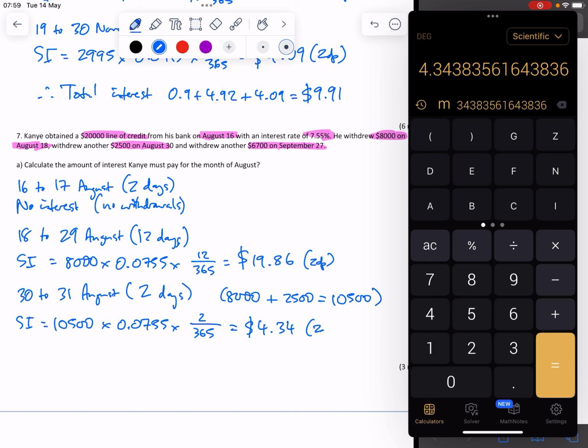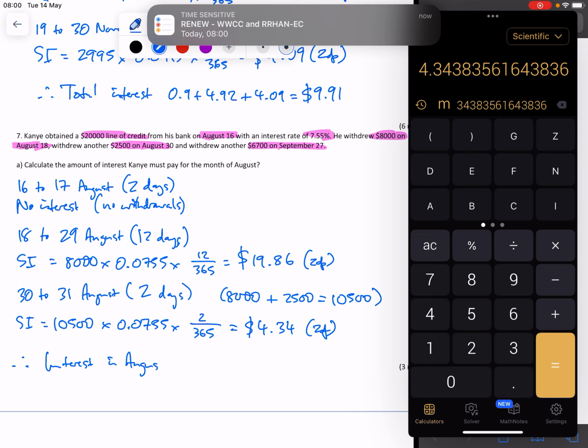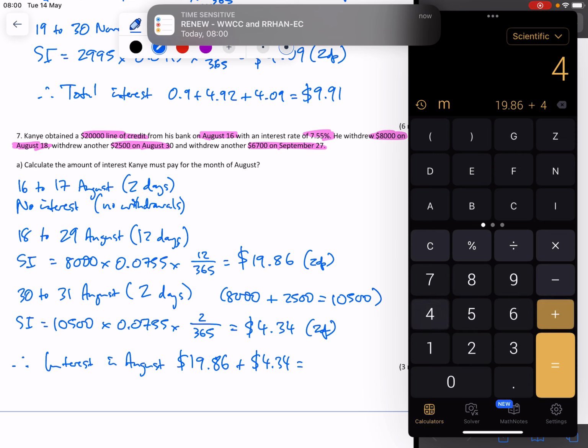Therefore, interest in August is going to be $19.86 plus $4.34, which is $24.20.